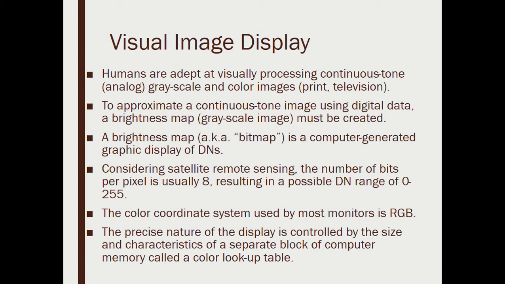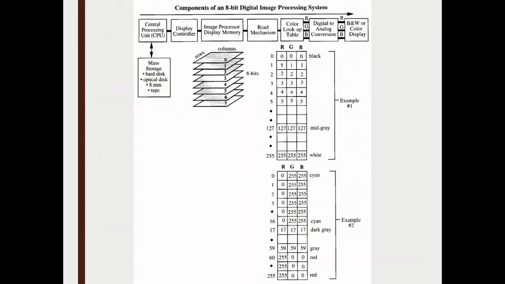The color coordinate system used by the monitor is RGB. It's what our handphone and our computer use. The precise nature of the display is controlled by the size and characteristics of a separate block of computer memory called a color lookup table. So this is the color lookup table. The combination of RGB will create different kinds of color such as cyan, red, and so on. This is what we will see.